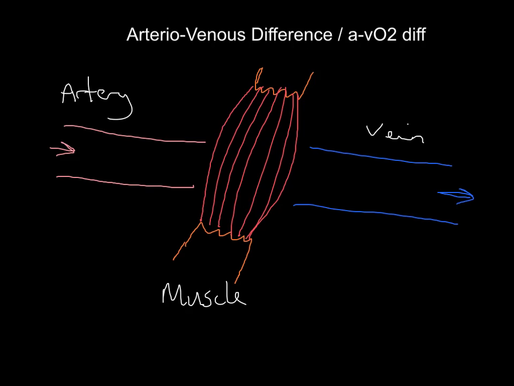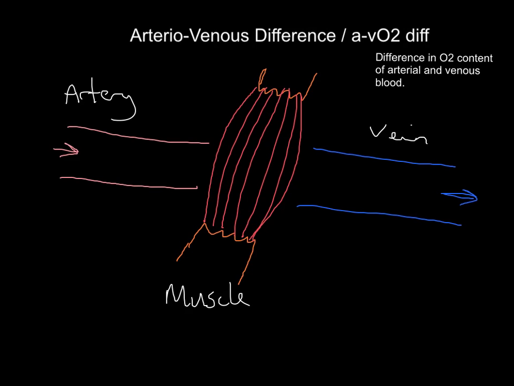Right, first and foremost, what is arteriovenous difference, or a-vO2 diff? So there it is at the top. There's the definition just there. It's the difference in oxygen content of arterial and venous blood. So arterial blood, blood in the artery. Venous blood, venous meaning vein, blood in the vein. So basically, what is a-vO2 diff? It's the difference in oxygen levels between arterial and venous blood, right? What the hell does that mean?